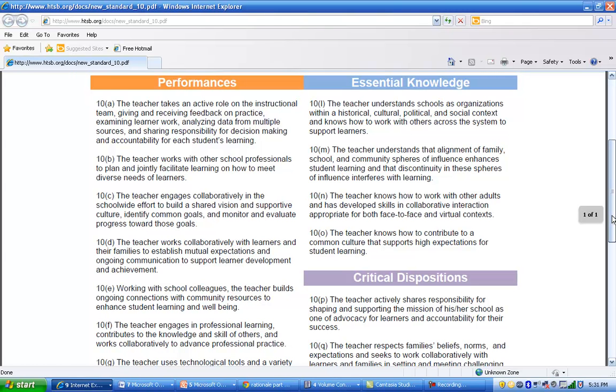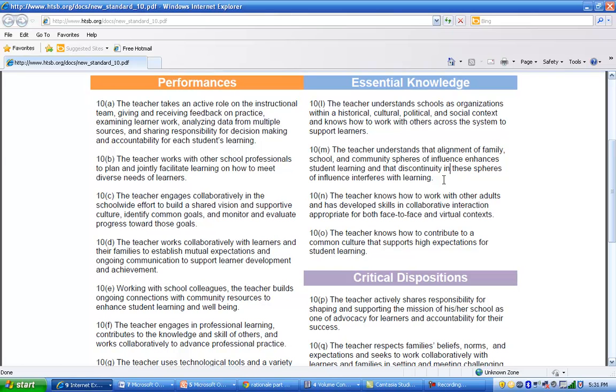It gives us performance standards, essential knowledge, and critical dispositions. Since performances are actually doing it in the school, we're probably looking at an essential knowledge one. Looking at these four, it looks like we're talking about either this one or this one. Does our assignment show that we understand the school as an organization within a certain social and historical context and know how to work with each other? It seems like we did a little bit, but let's check the other one.